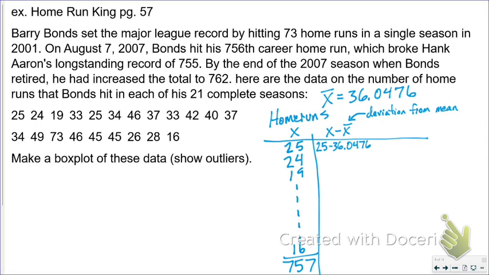This one is negative 11.0476. So that's the first deviation. 24, it's a touch further away from the mean. It's going to be negative 12.0476. And something interesting happens when you get all the deviations.